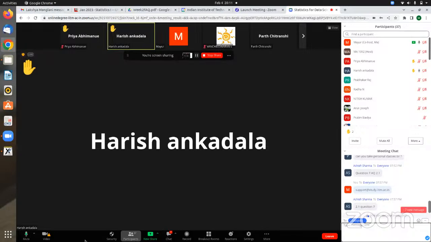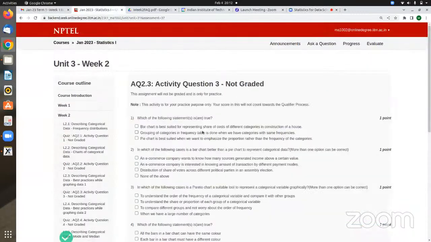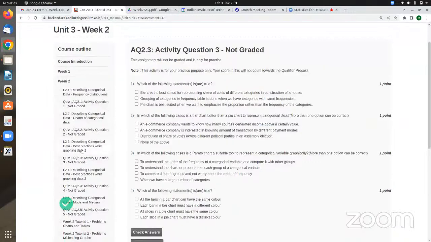No, it will not be subjective type. It will be MCQ, MSQ, and NAT type. NAT means numerical answer type question, so you have to enter a number. This is MSQ, multiple select questions where more than one option is correct. MCQ is multiple choice questions where only one option is correct.